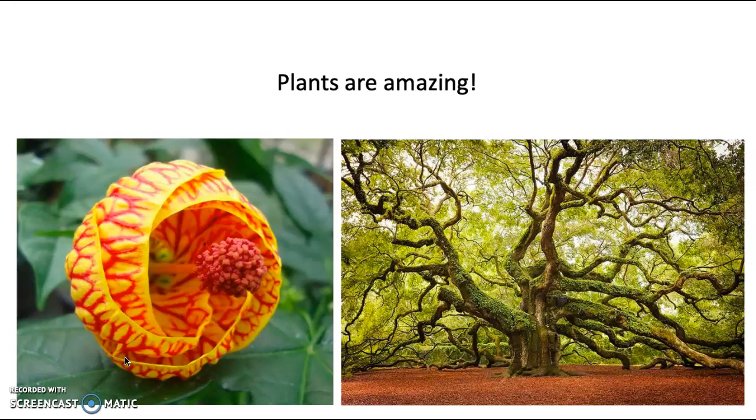Plants are really amazing. They take sunlight, water, and carbon dioxide, and they convert it or change it into food for themselves and oxygen for us. This process is called photosynthesis.